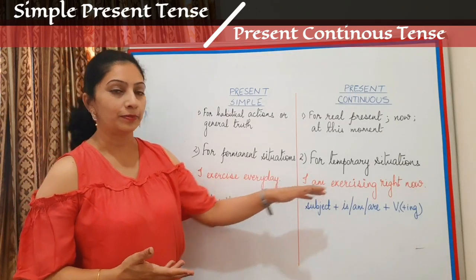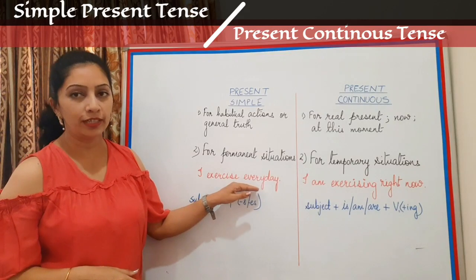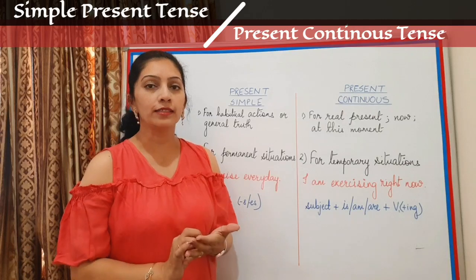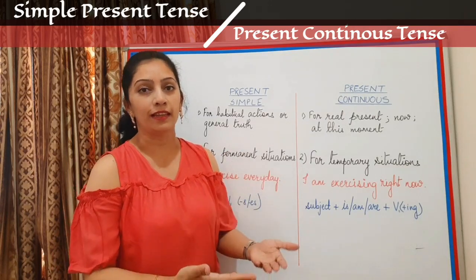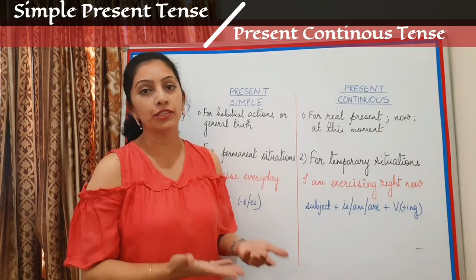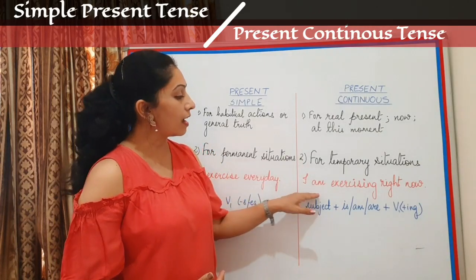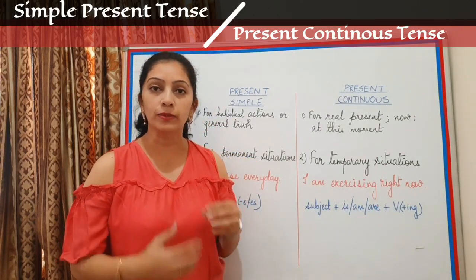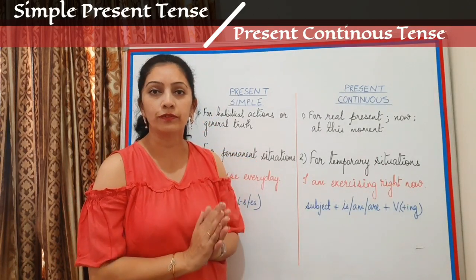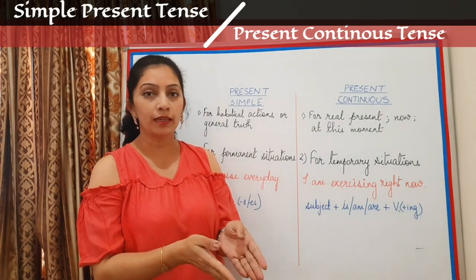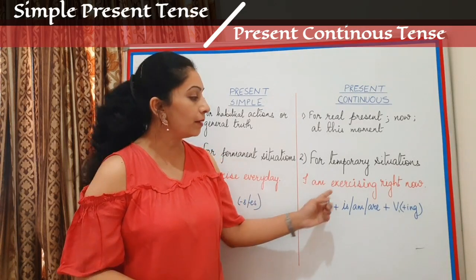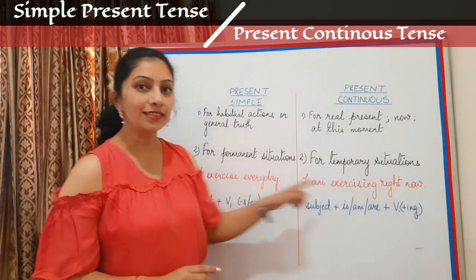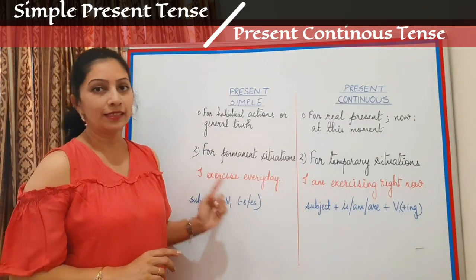Let's look at the example which will tell you what is the difference and how the difference is done here. I exercise every day. When I speak this line, I mean that this action of exercising happens every day. It's a permanent and habitual action for me. But when I say I am exercising right now, it means I am talking about an action which is only for a short period of time or at the time of speaking, which is temporary. I am exercising right now does not mean that I exercise every day. This is the difference between the two tenses.